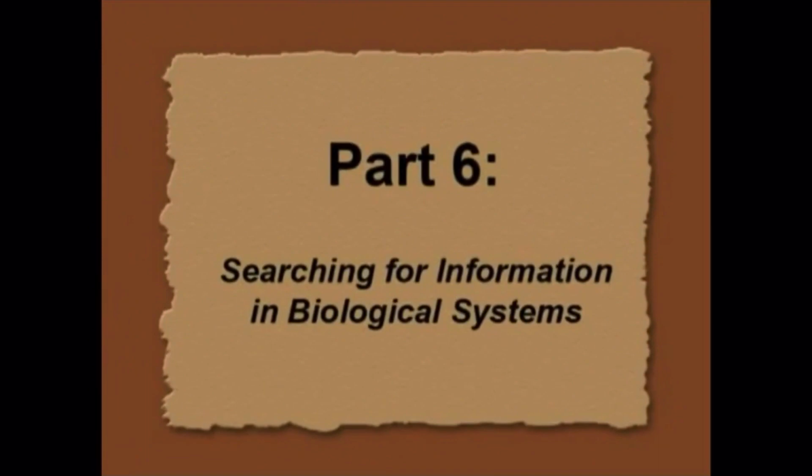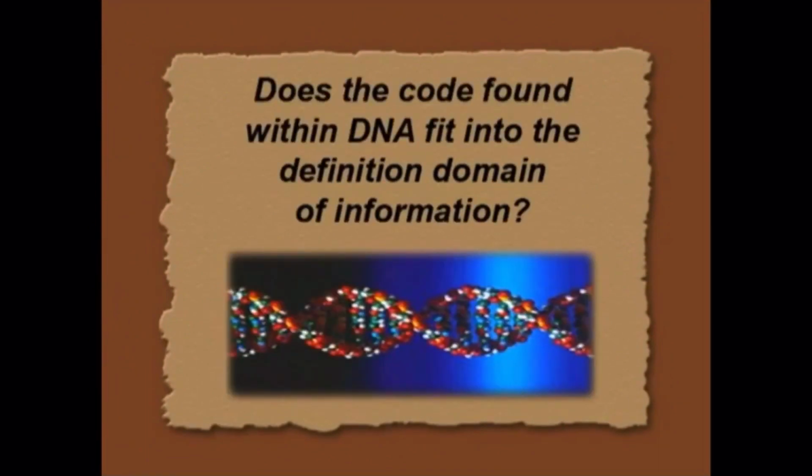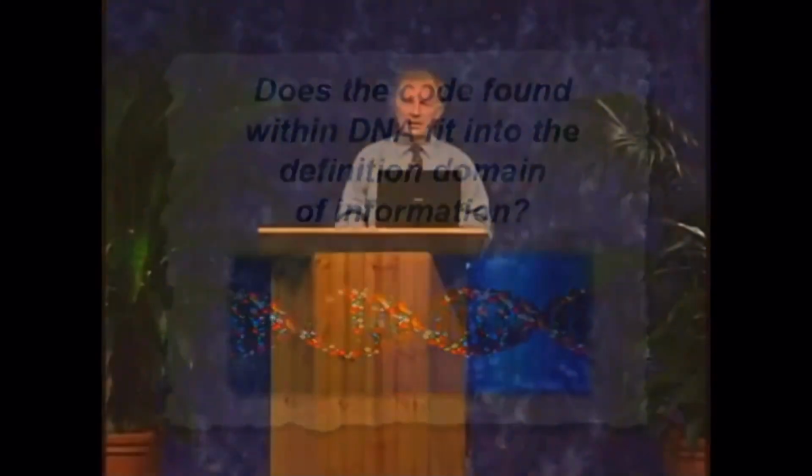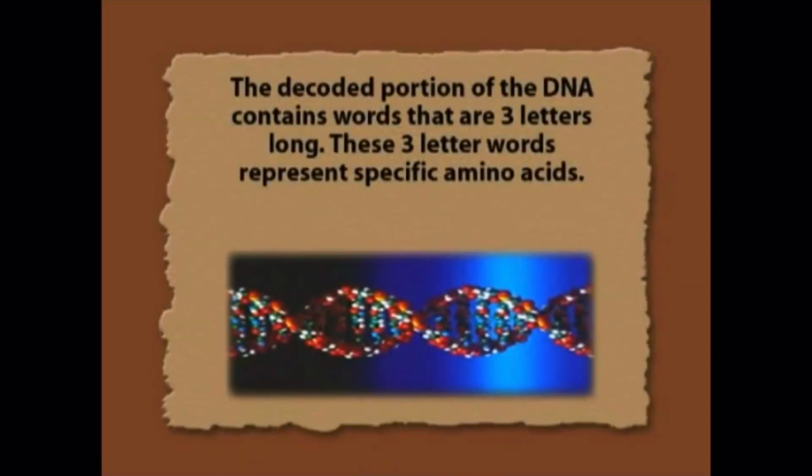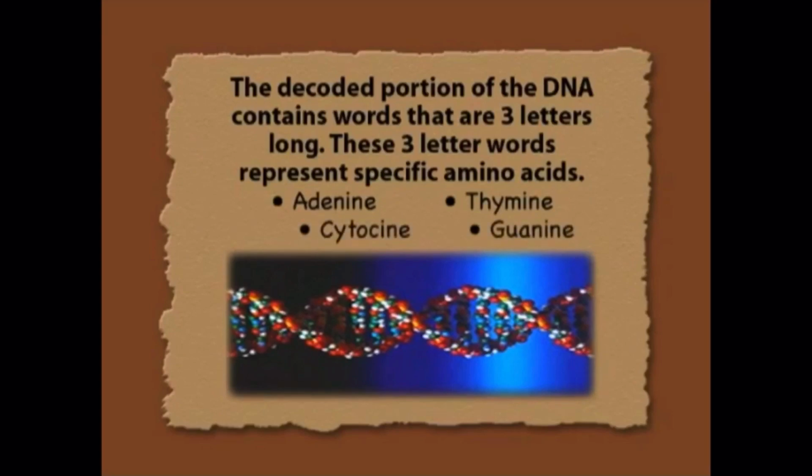Let's have a look at biological systems. Does the code found within DNA fit into the definition domain of information? That is a very important question. The decoded portion of the DNA contains words that are 3 letters long. These 3 letters represent specific amino acids: adenine, thymine, cytosine, and guanine. There are 4 letters in the genetic code.